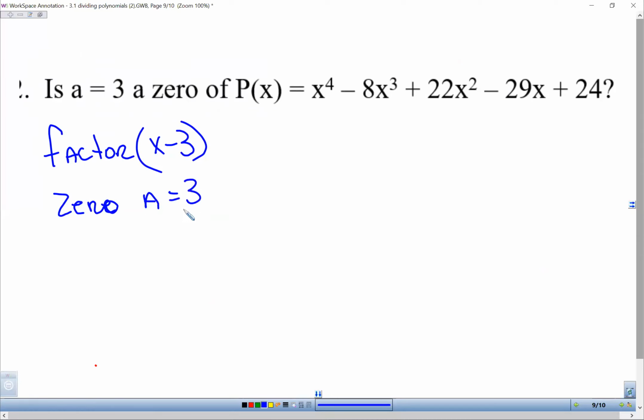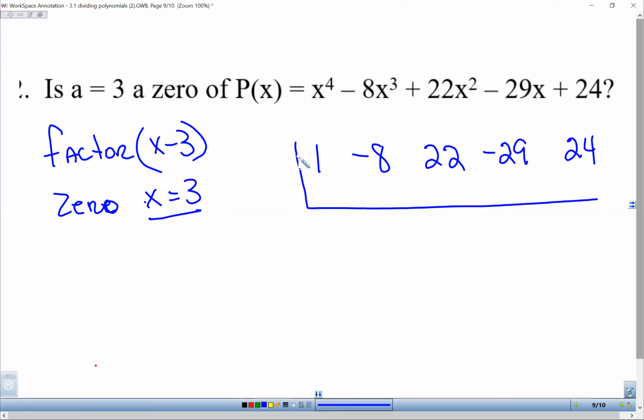So when we get a 3, let's say x equals 3. When x is 3, we get a 0 of the polynomial. So they want to know, is this an actual 0? So we're going to do synthetic division again, see if we get 0. Okay? So we have 1, negative 8, 22, negative 29, and 24.